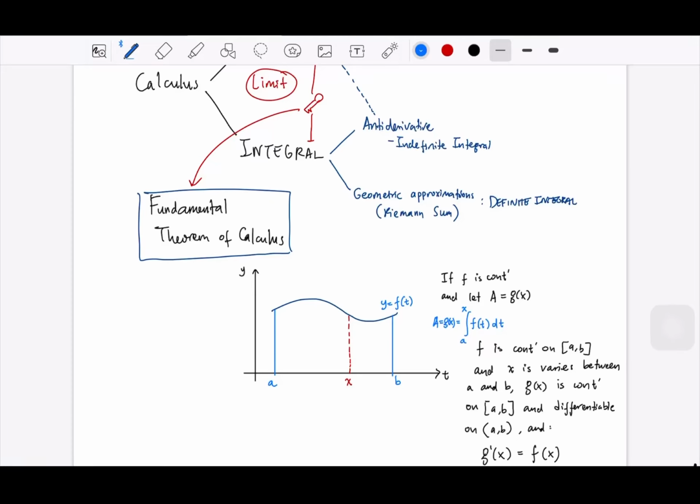Okay, so for today's class, I will continue chapter 5.3. This is the fundamental theorem of calculus. And then for half of the class, we can discuss, if you want to, your preparation for your midterm. Okay.